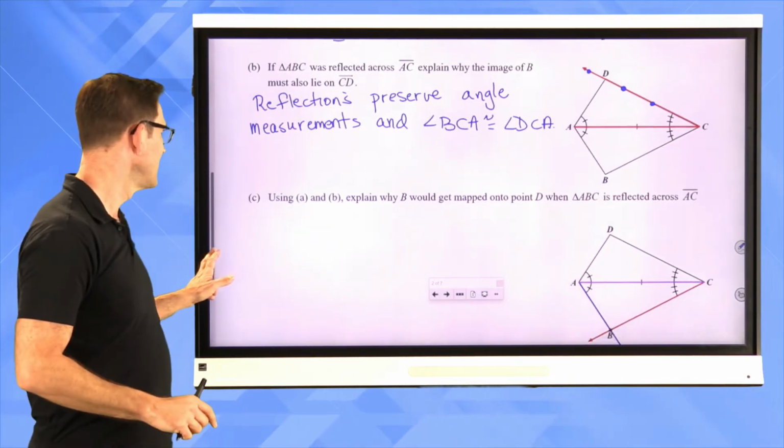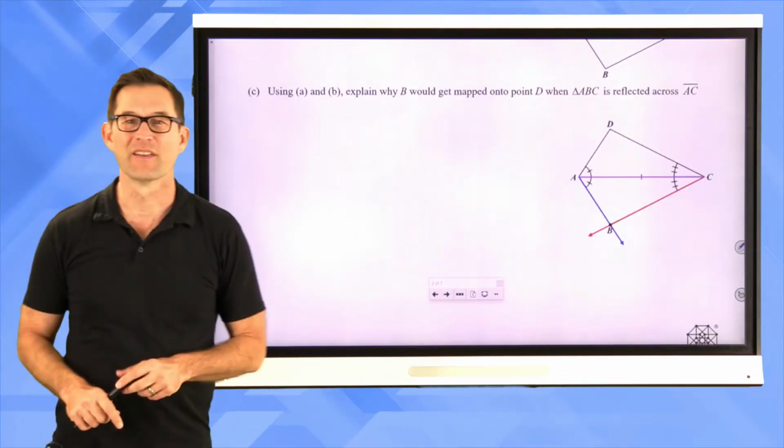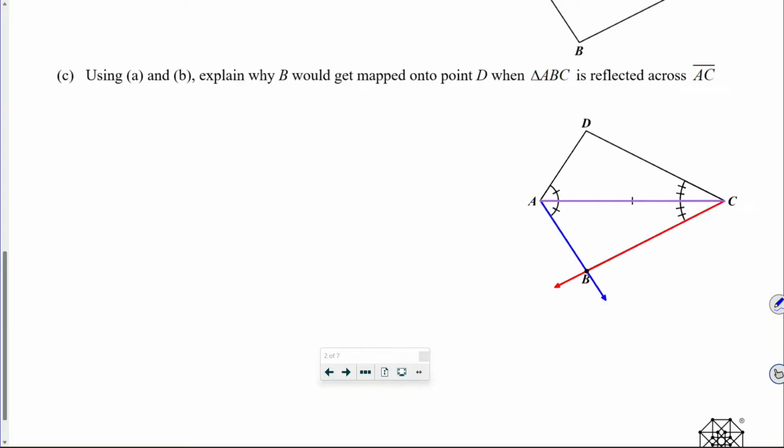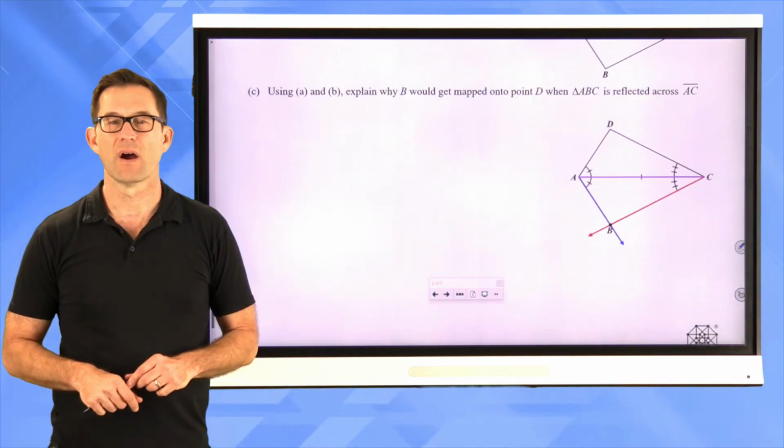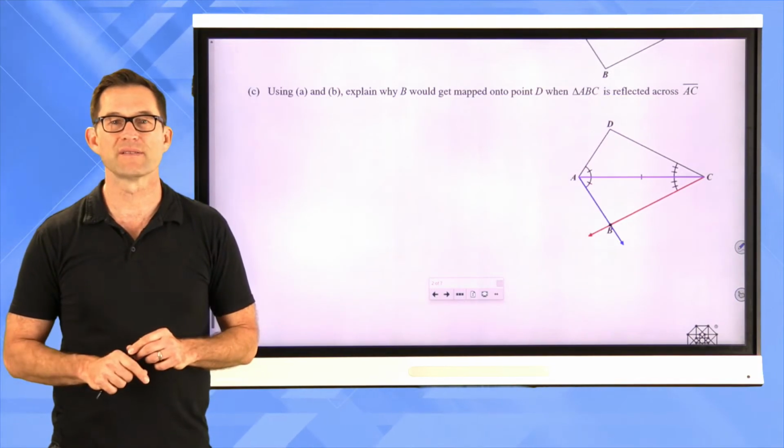Now, letter C, take a look at this. Using A and B, explain why B would get mapped to D when triangle ABC is reflected across segment AC. See if you can go ahead and explain this.